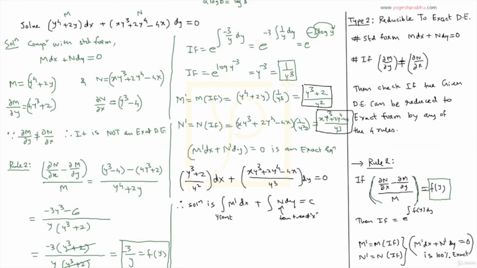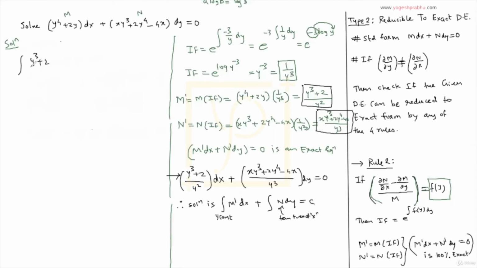Let me clear some space for this. Integration of y cube plus 2 upon y raised to 4 dx, and then plus, here we're going to treat y as a constant. Now here we are not supposed to take any terms of x, so only terms of y will come here. So we will not take this term, we will not take this term. We'll only take the middle term here, that is 2y raised to 4 by y cube, so integration of 2y raised to 4 upon y cube dy equal to c.